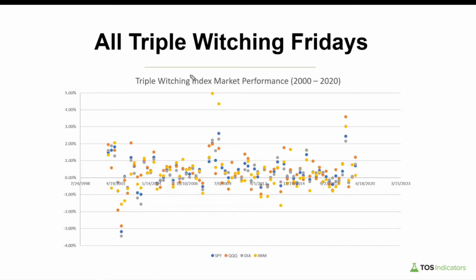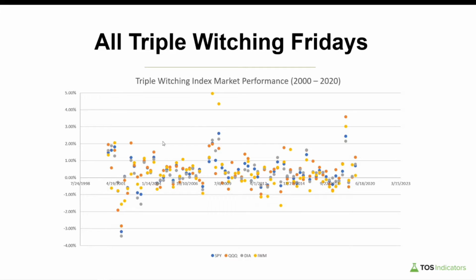All right, so let's dive a little bit more into the data. Here I have a scatter plot with all triple witching Fridays plotted, and this is using the percent change for our four major index markets. So this includes the SPY, the Qs, the Dow, and the Russell, and each one of these data points represents what we closed at on a percentage basis.